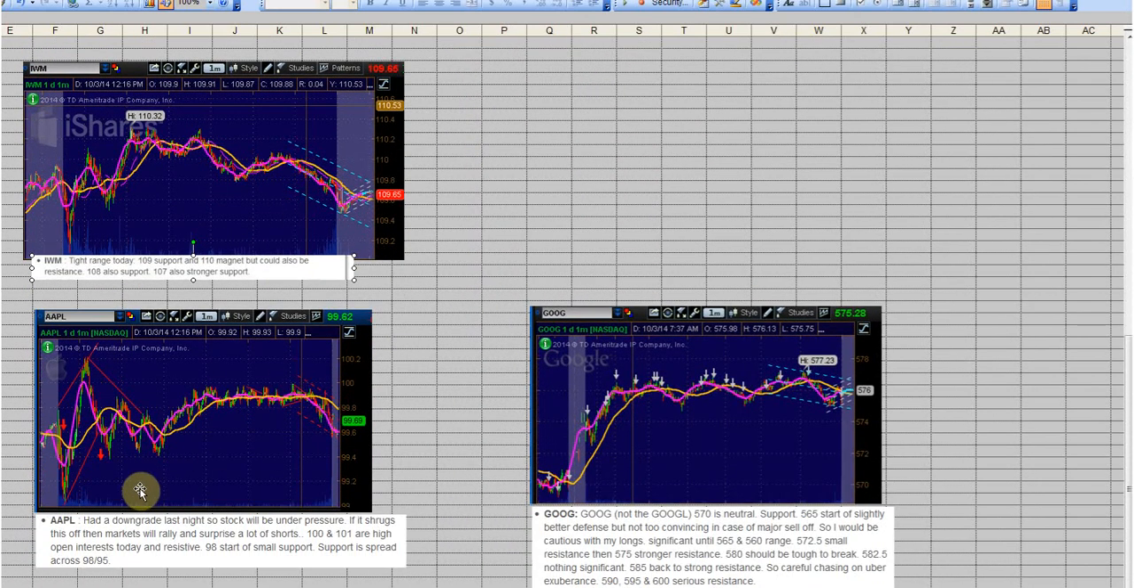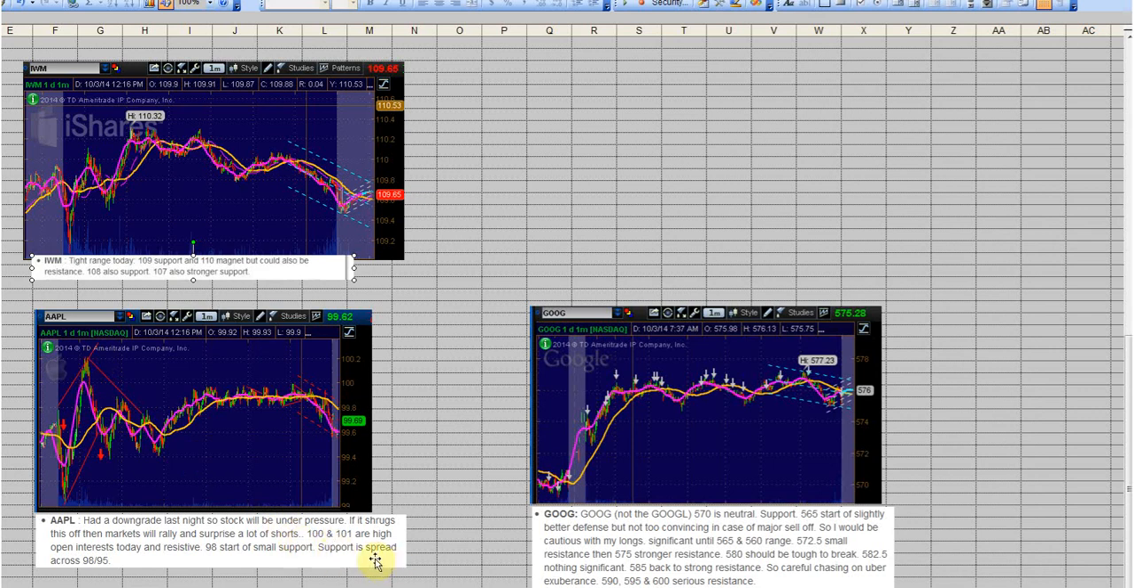So it's beyond my pay grade, people. But what was not beyond my pay grade is saying that we've had a couple of downgrades, and I knew Apple was going to be pivotal today. I said if Apple can shake off the downgrades, then it may help the bulls rally and surprise a lot of the shorts. This was my statement ahead of the morning. I didn't know it was going to shrug off the sell-off. I said 100 and 101 are high open interest, and they are both resistive today. So it was not going to go too far away from that. And sure enough, they tried to peak above 100, but then got slammed and rejected.